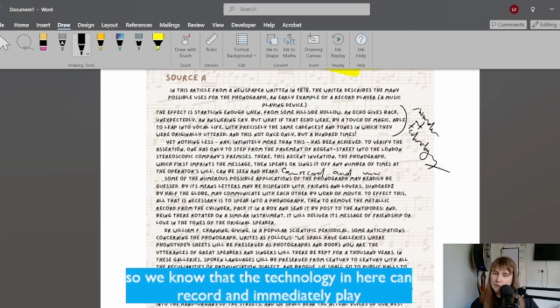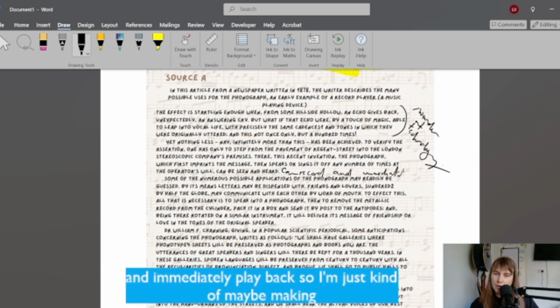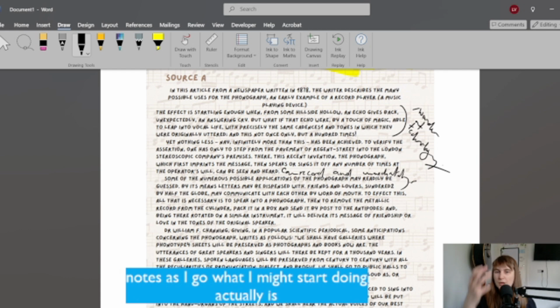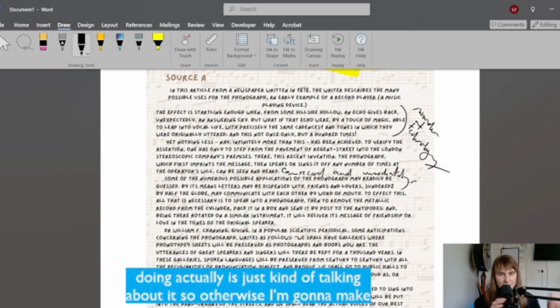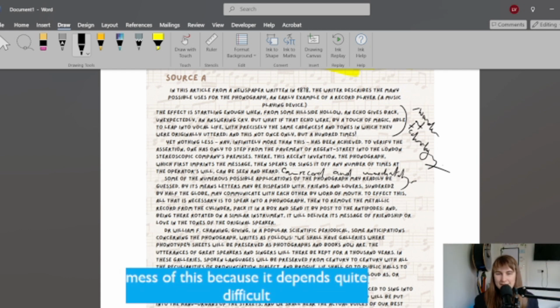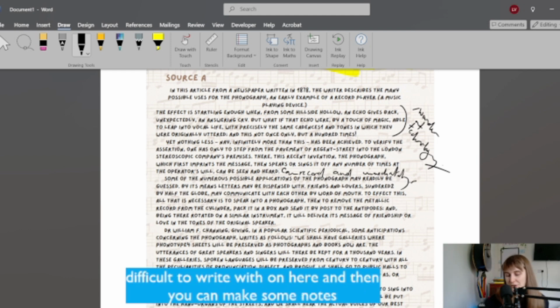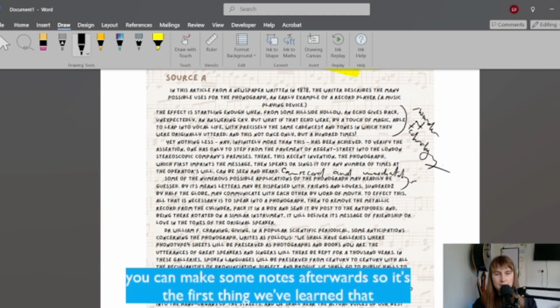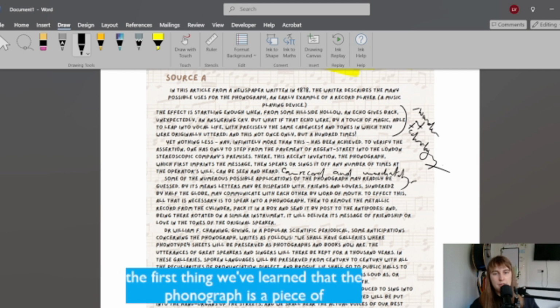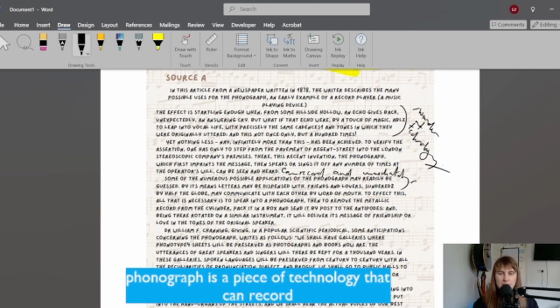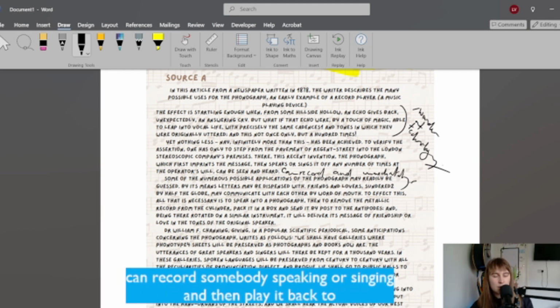So we know that the technology in here can record and immediately play back. So I'm just maybe making notes as I go. What I might start doing actually is just talking about it, because otherwise I'm going to make a mess of this, because this pen's quite difficult to write with on here, and then you can make some notes afterwards. So the first thing we've learned is that the phonograph is a piece of technology that can record somebody speaking or singing and then play it back to them.